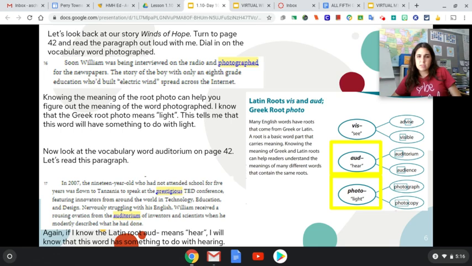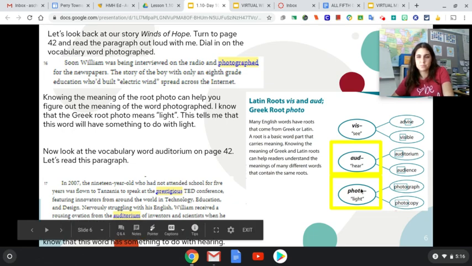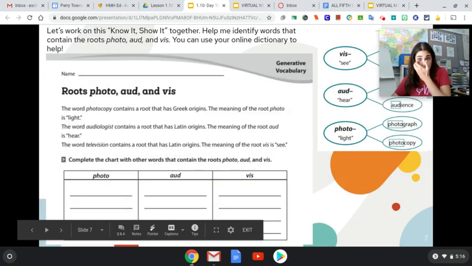So it says that William was describing what he had done and he received an ovation. So I'm going to assume that people were in this auditorium listening to what he was saying.